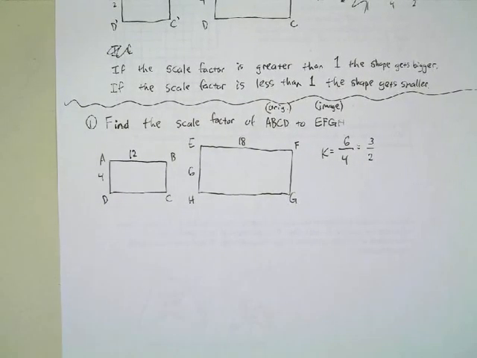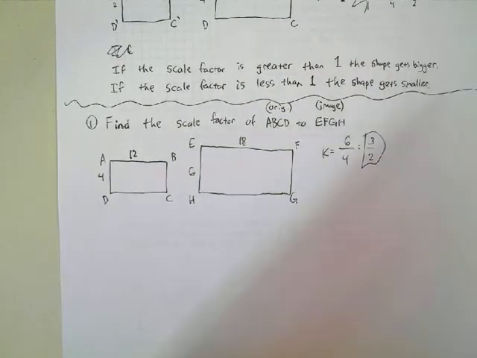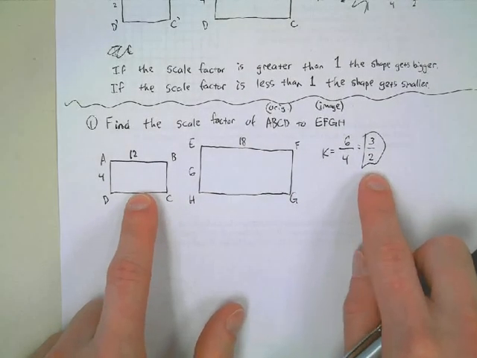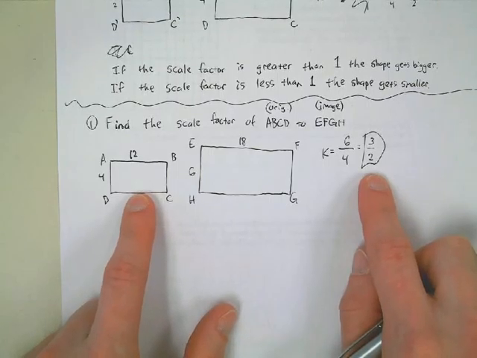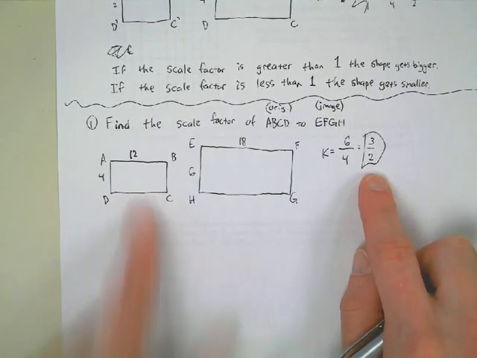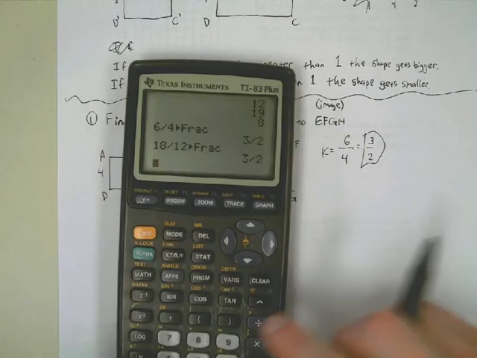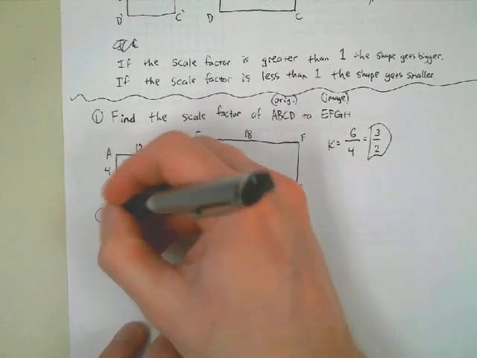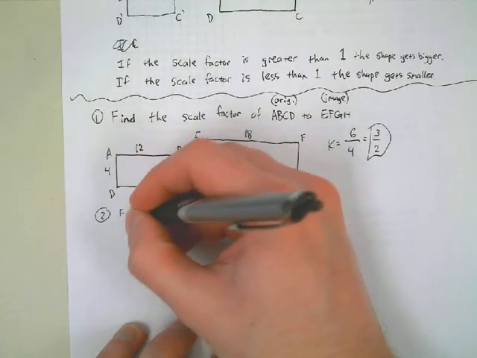Okay, there's our scale factor, which again shouldn't surprise us. If this is the original and this is the image, is 3/2 bigger than 1 or smaller than 1? 3 divided by 2 is 1.5. It's bigger than 1. So that's why our shape got bigger. Okay, makes sense. All right, let's now find the scale factor of the perimeters.